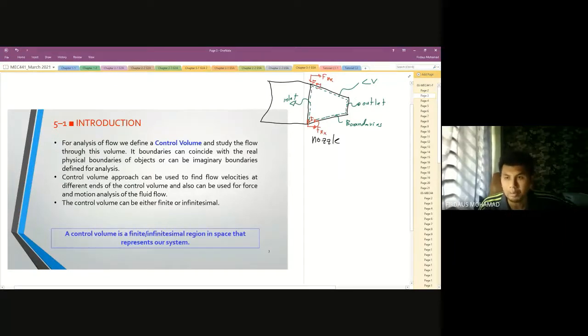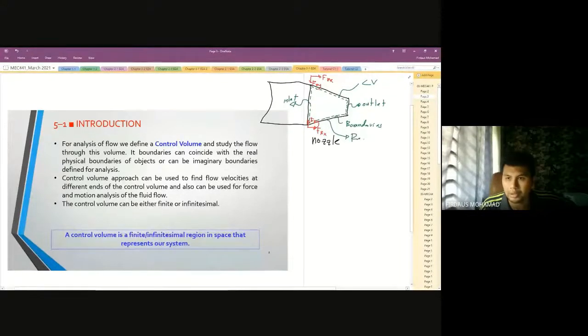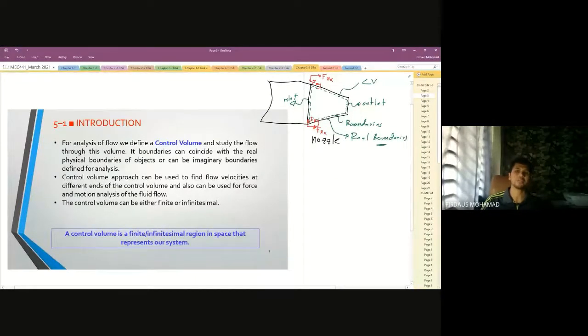Okay, for this type of control volume, it can coincide, dia coincide with the real boundaries. Okay, yang ni boundaries untuk control volume which is imaginary, and then yang hitam ni, yang black color, it is known as real boundaries. Okay, so yang ni lebih kurang macam mana kita nak identify control volume.